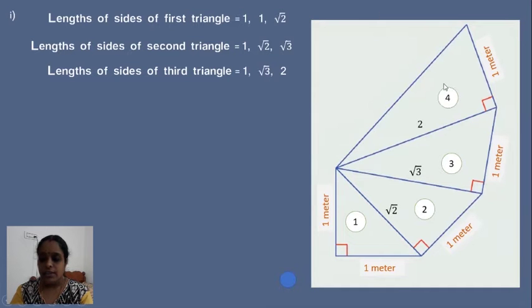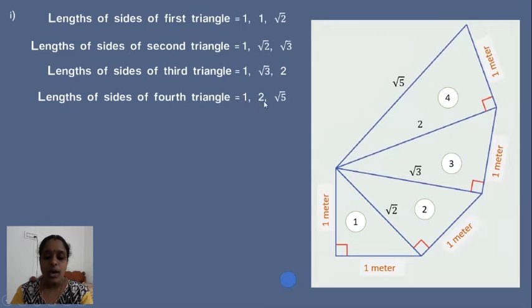And consider this as fourth triangle. Doing the same way, we can say its hypotenuse is √5. So the lengths of sides of fourth triangle is equal to 1, 2, √5. Here you can see in the first triangle the lengths of sides are 1, 1, √2. In the second triangle it is 1, √2, √3. In the third one it is 1, √3, √4. That is, we can write √4 as 2. Here it is also in the fourth triangle 1, √4, √5. That is 1, 2, √5.